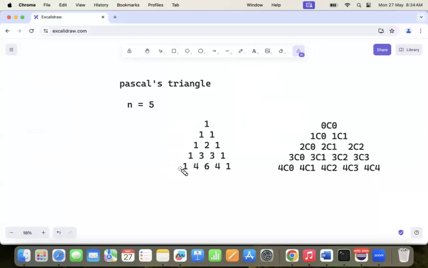Guys, am I clear? Everyone, folks, am I clear with this? So far we discussed about this is a first row. This is a second row. This is a third row. This is a fourth row. And this is the fifth row.